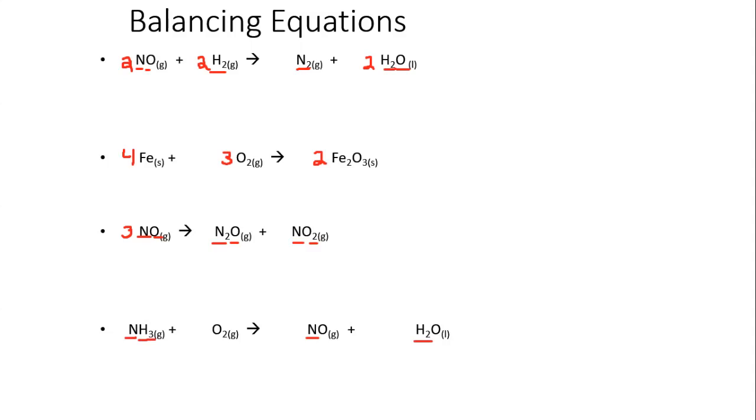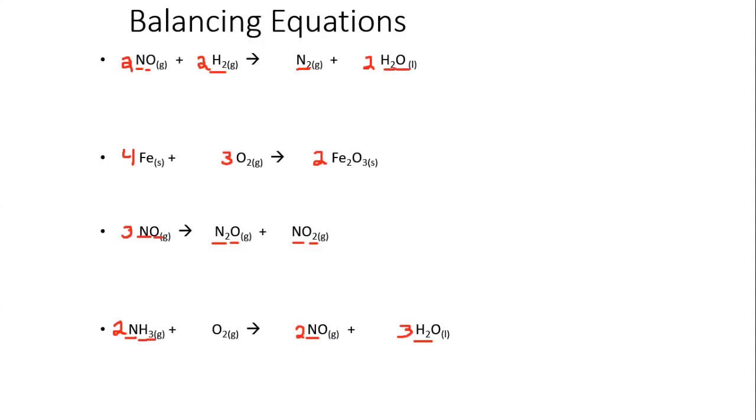So in order for 3 and 2 to have a common multiple, again, it's an even-odd combination, we need 6 hydrogen. So to make this 6 hydrogen, we're going to put a 2 here. So now we have 6 hydrogen, and we're going to put a 3 here. Now we have 6 hydrogen. But notice that the nitrogen changed. So now we have 2 nitrogen and 1 nitrogen. So we put a 2 here.